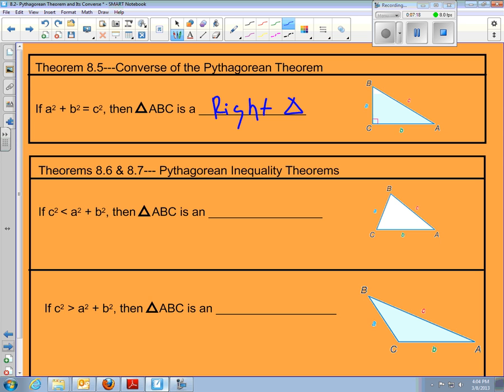All right, and then here are our inequality theorems. I'm just going to flip these around. If c squared is less than a squared plus b squared, let's flip that around because more often you're going to see it this way: a squared plus b squared is greater than c squared. So c squared is small. Think about our triangles. What's a small triangle? Well, that's going to be an acute triangle. Acute angles are small, and in this inequality, c squared, or hypotenuse squared, is small.